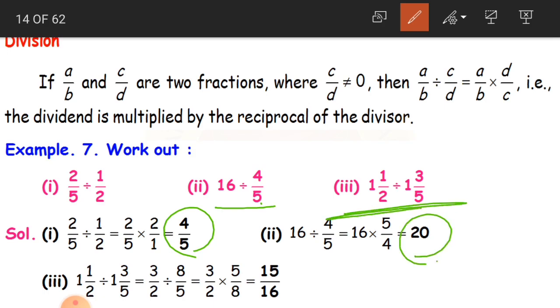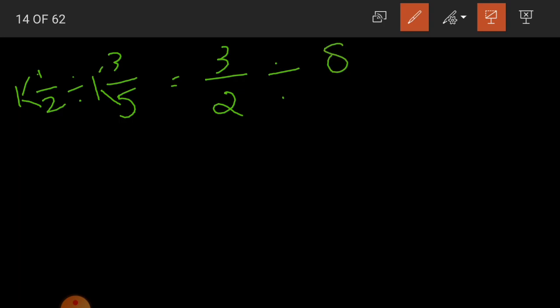Now coming to the last question. 1 1 by 2 divided by 1 3 by 5. See here, the given dividend and divisor are mixed numbers. So our first step would be to convert them into fractions. 1 1 by 2 becomes what? 2 1s are 2 plus 1 becomes 3, so 3 by 2. Divided by, now 1 5s are 5 plus 3 becomes 8, so 8 by 5. Yes, 3 by 2 divided by 8 by 5.